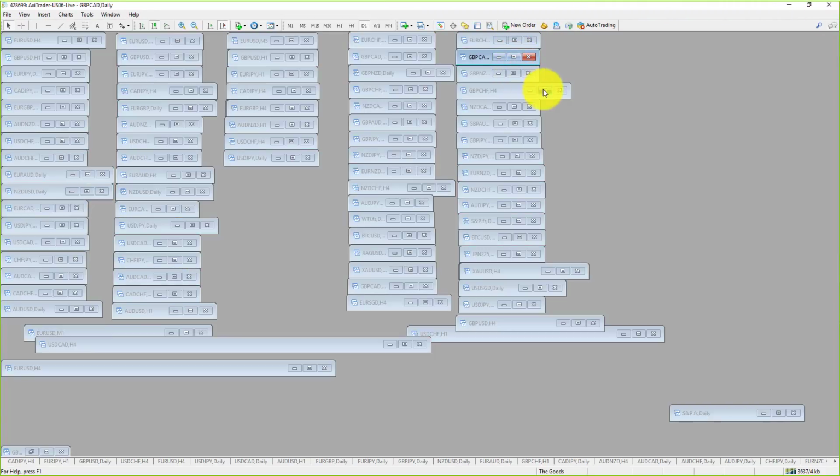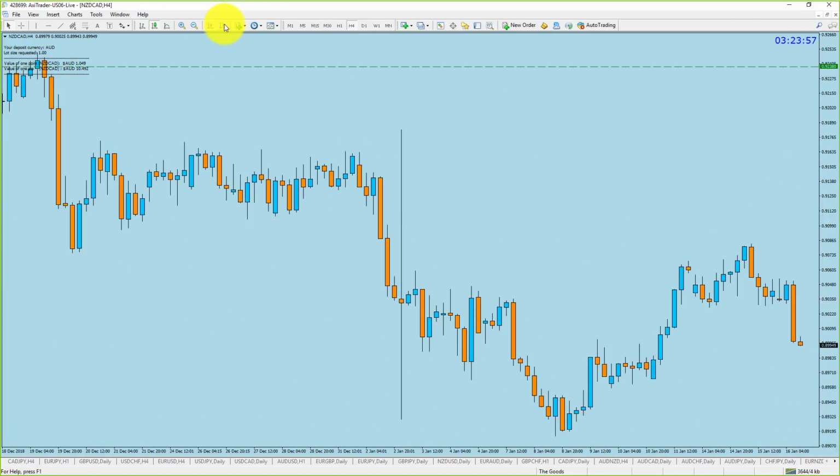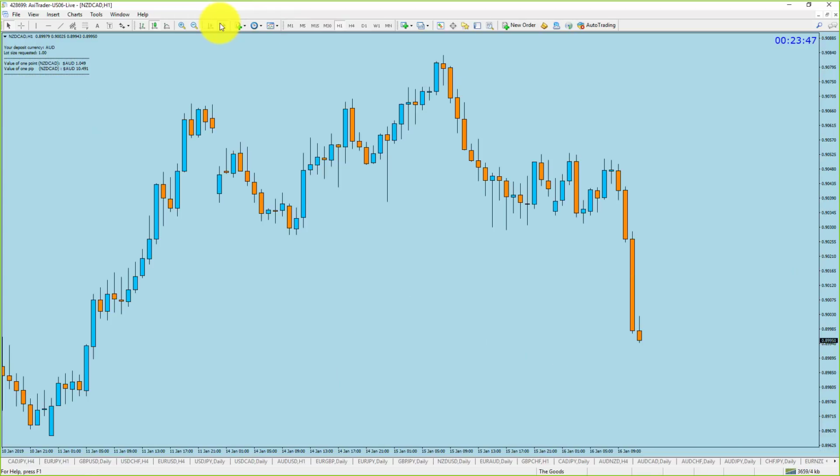Let's see if we can find another one, like New Zealand CAD. So New Zealand CAD has a little head and shoulders there. That would be looking really good on the 1-hour. If you go to the 1-hour here, this is a head and shoulders pattern. You've got your shoulder, your head, and your shoulder here.